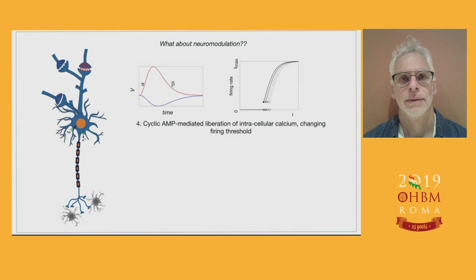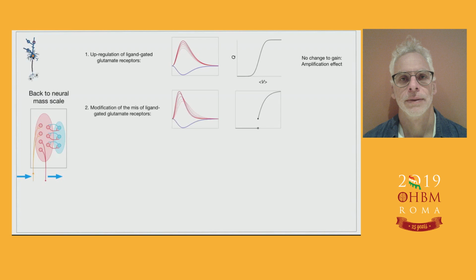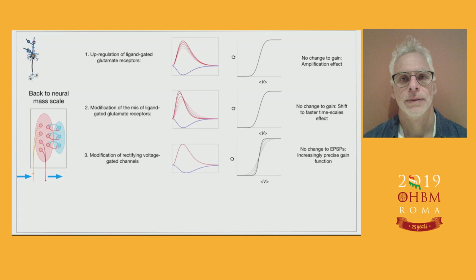So now we're going from the single neuron back to the neural mass. What do these look like? Here's the first mechanism, upregulating ligand-gated channels, not changing the gain function. The second mechanism is shifting the gain potentials to the left, making it a faster system, but once again leaving the gain function alone. The third mechanism is leaving the postsynaptic potentials the same, but steepening this gain function, and this is something that Mac will come to.